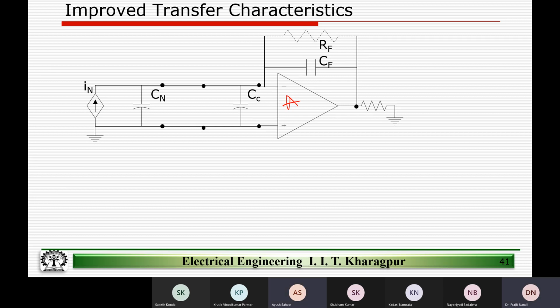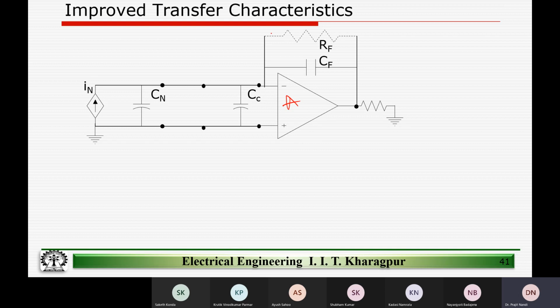Sir, closed loop. Closed loop. And why is it a closed loop? Why do you call that closed loop, Ayush? Sir, because the input and one of the output point are joined by feedback resistor and capacitive circuit. Correct. Correct. So there is a feedback from the output to the input, right?